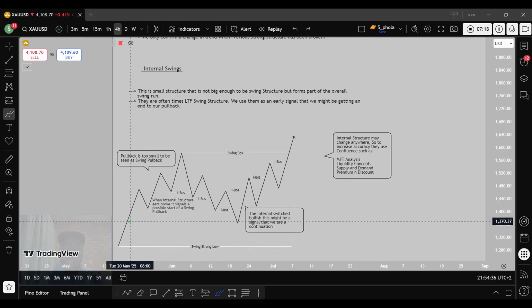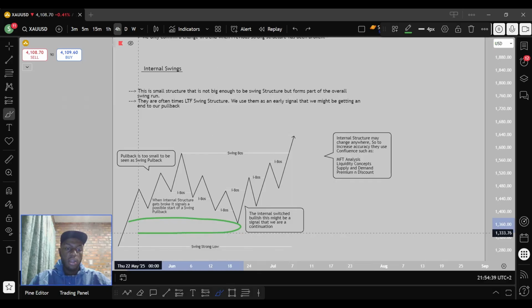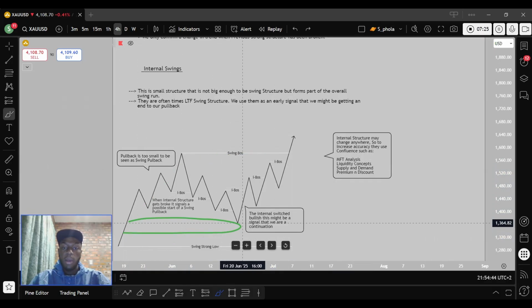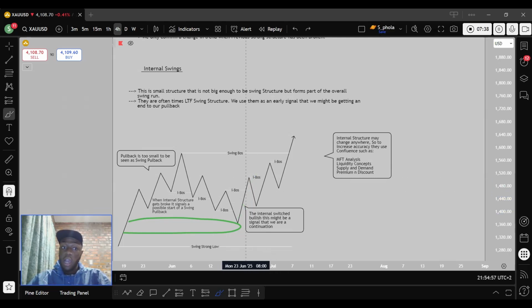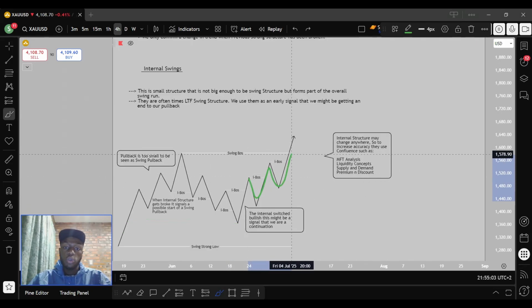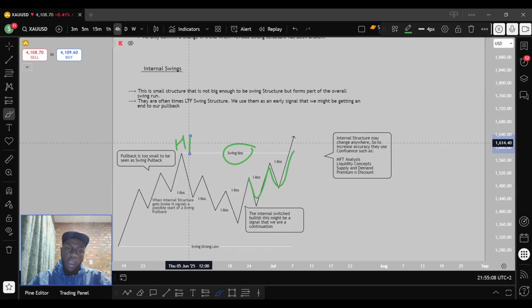Then maybe let's say it mitigates a demand in our internal swing structure. Let's say it mitigates a demand zone. Then what does it do? It switches bullish. Then you know, okay, we mitigated a higher time frame demand. Then internal structure switches bullish. Now, what might we be expecting? We might be expecting price to continue to do what? To break the underlying higher high.